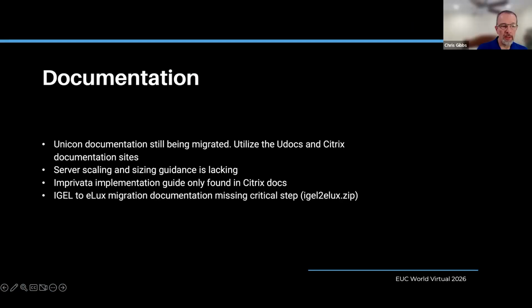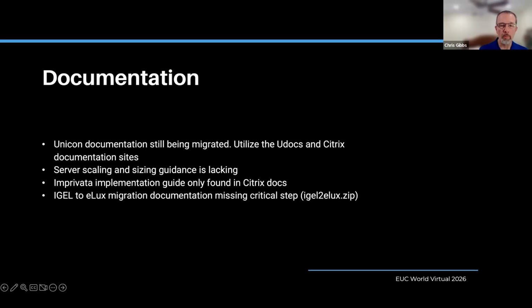So documentation, the key takeaway here is that there's two sources, if you will. There's the UDocs from Unicon, and there's a reference sheet in here later that gives you the link to that. And then there's the Citrix doc. They're trying to migrate them over, and so you're probably going to have to reference both of those because not all the information has transferred over. For Imprivata, there's a separate implementation guide in the Citrix eDocs.